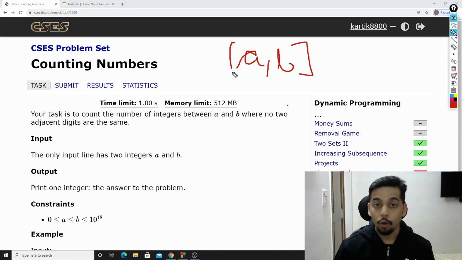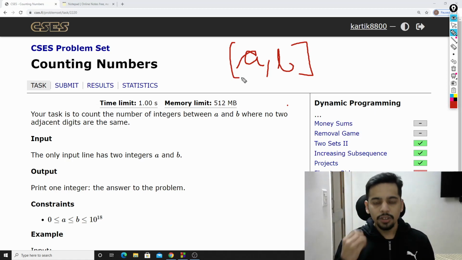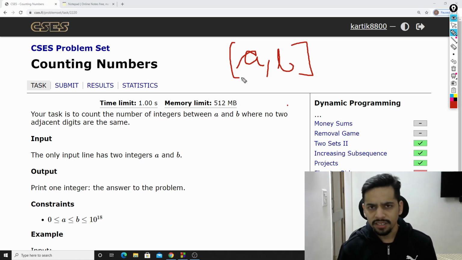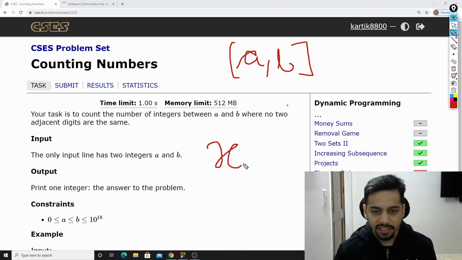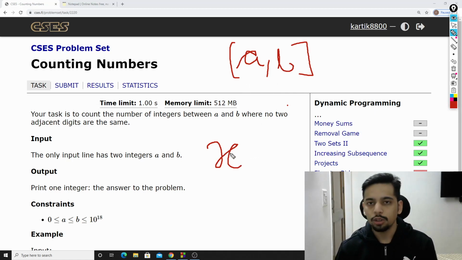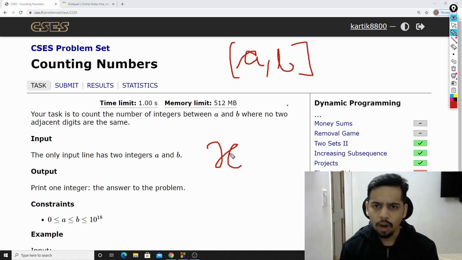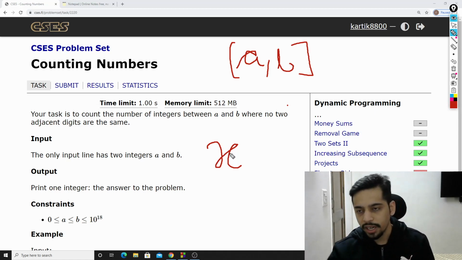You would like to find out how many integers are there in the range from small a till small b which follow a certain property. And what is that property? If there is an integer x in the range a to b, no two adjacent digits of x should be the same. That's it. That's the property that x needs to obey to be counted as a valid number. I need to find out how many valid numbers are in this particular range.